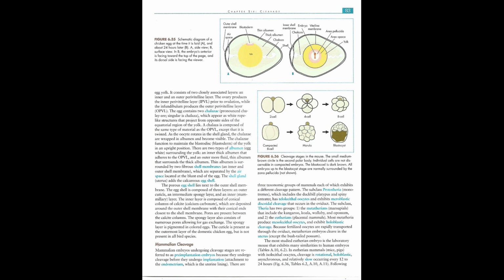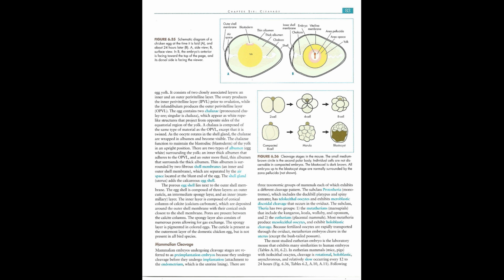The inner layer is composed of conical columns of calcite (calcium carbonate), which are deposited around the outer shell membrane with their conical ends closest to the shell membrane. Pores are present between the calcite columns. The spongy layer also consists of numerous pores allowing for gas exchange. The spongy layer is pigmented in colored eggs. The cuticle is present as the outermost layer of the domestic chicken egg, but is not present in all bird species.